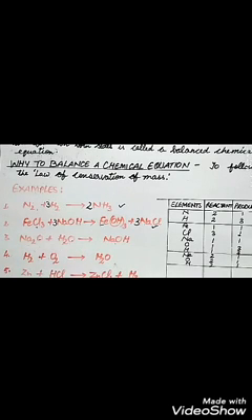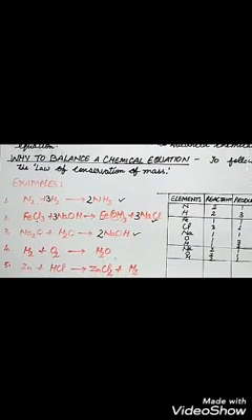Now, how can we balance it? Here all elements are 2, 2 each, and here all are 1, 1 each. So simply put 2 in front of sodium hydroxide. It will become 2 Na, 2 oxygen and 2 hydrogen, and it gets balanced. Come to the next example. Hydrogen plus oxygen gives water. How can we balance it?